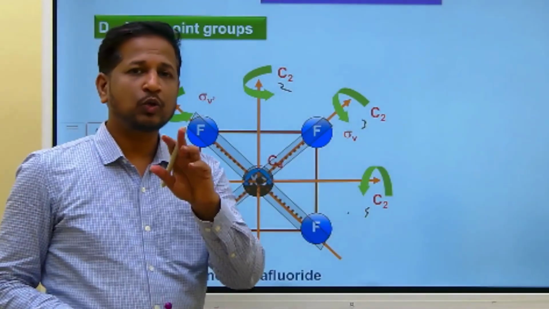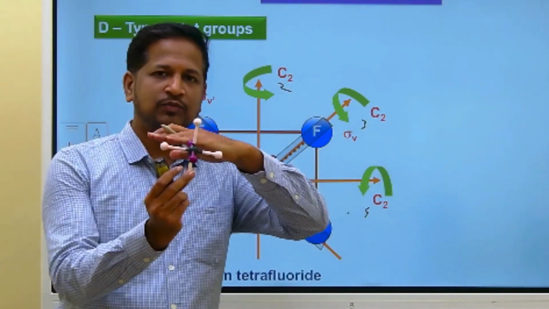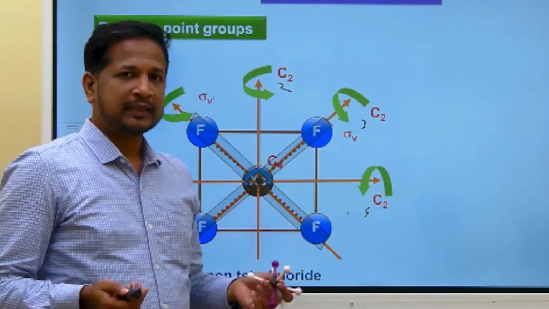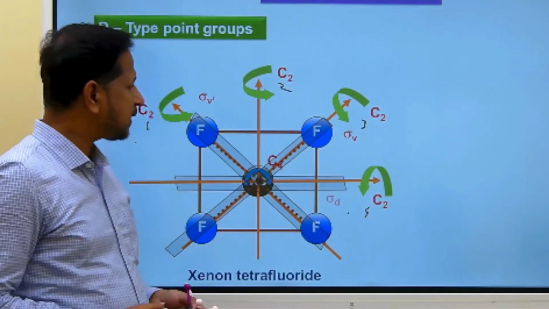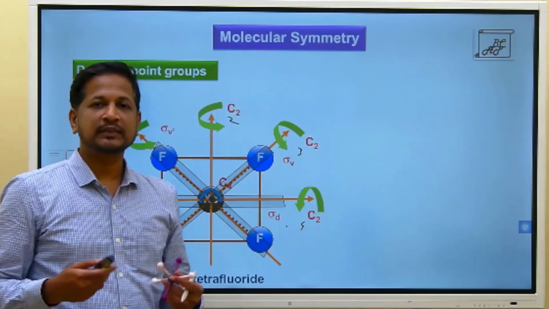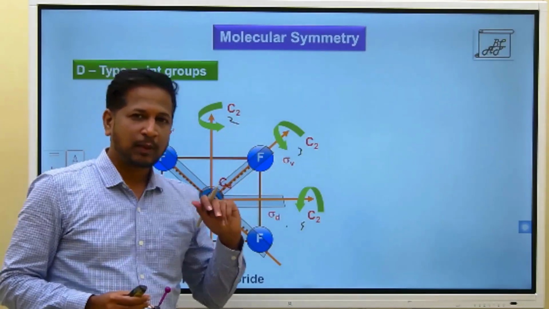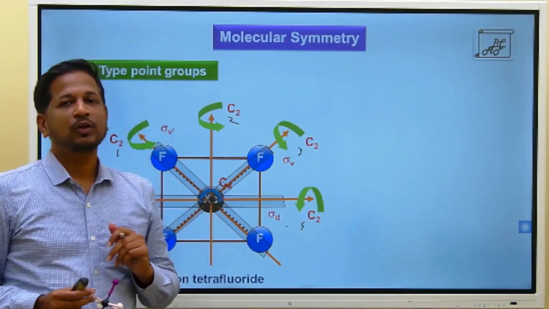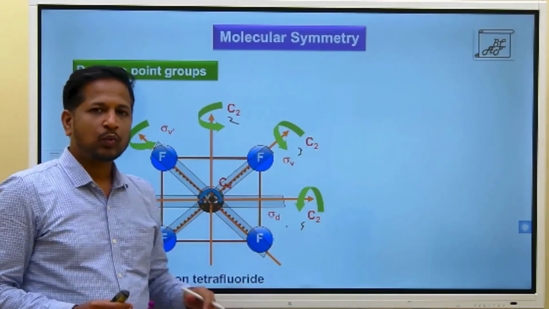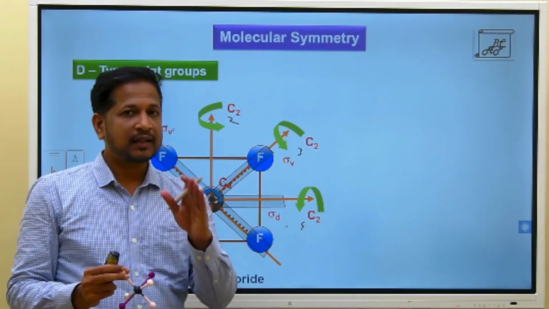So there are a total of 2 vertical planes which divide the molecule into two halves which are mirror images of each other. Now one more plane is present in this molecule, that is the dihedral plane. In previous videos I have already explained what a dihedral plane is. If you have not watched that video, please click on the above link and watch it to understand what a dihedral plane is.